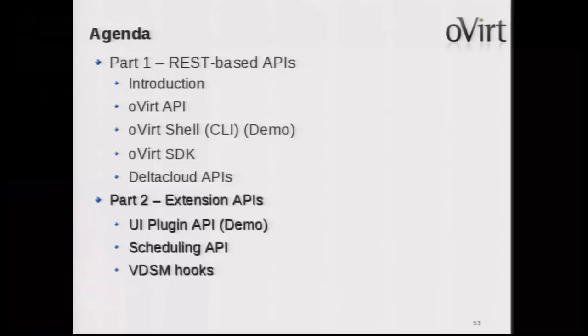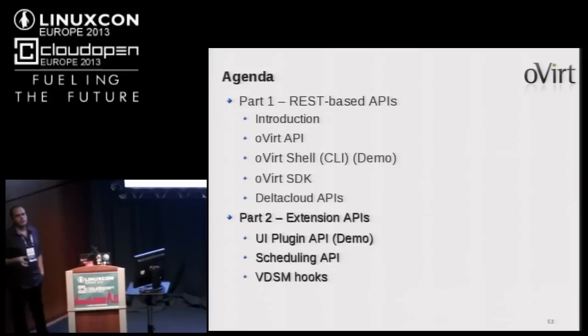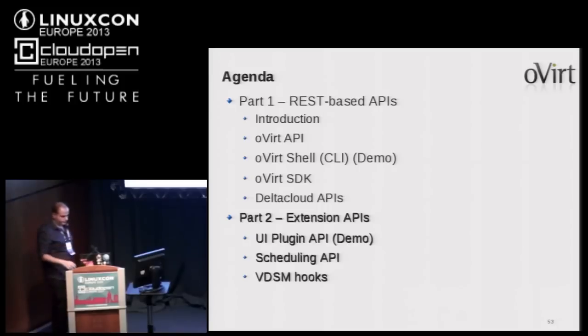Okay. So in the second part, we're going to talk about UI plugins. I'll show a demo of a plugin. I'll show some examples in the slides. Then we're going to talk about the scheduling plugins or scheduling API. And then VDSM hooks. They give you different ways to customize, to extend the functionality of the engine, change it to fit your needs.